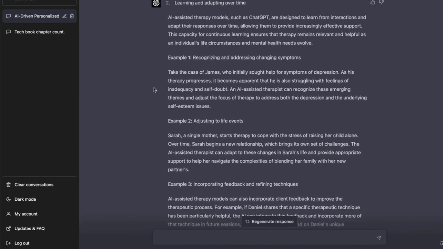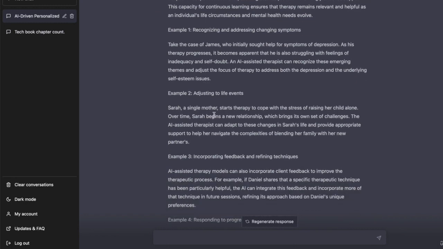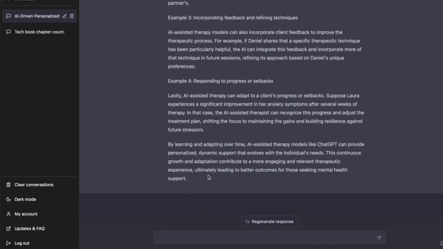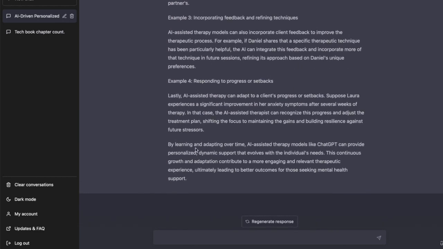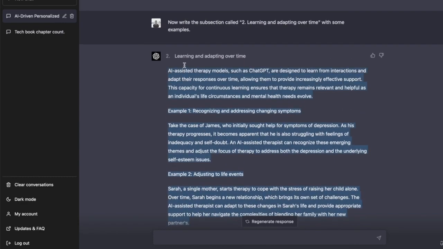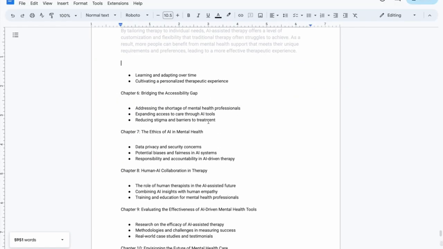Overviewing what it wrote so far, it has 1, 2, 3, 4, 5, 6 paragraphs with the example. So it's got an introduction paragraph, 4 examples, and then kind of a conclusion. This is the setup that it's using, which is actually very interesting. So I'm going to copy paste this.